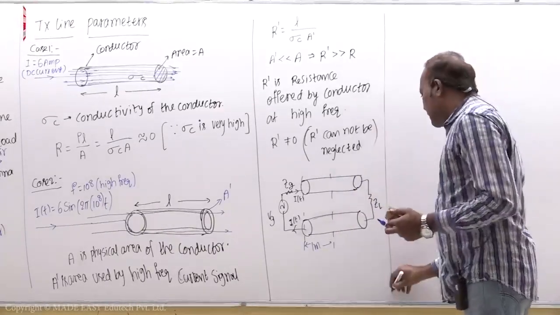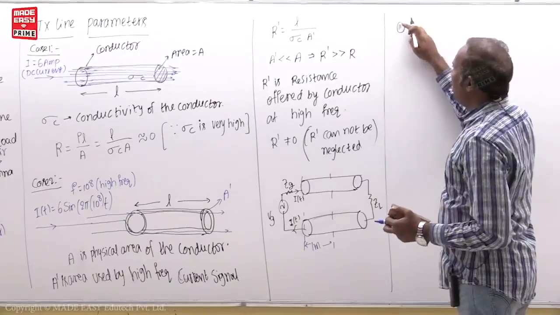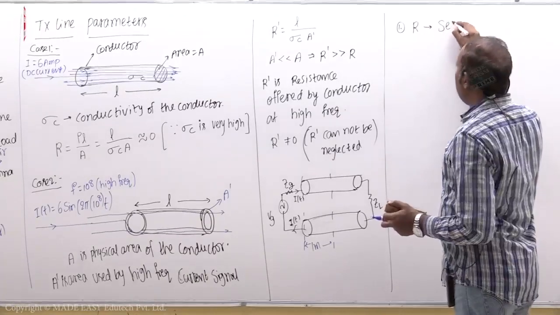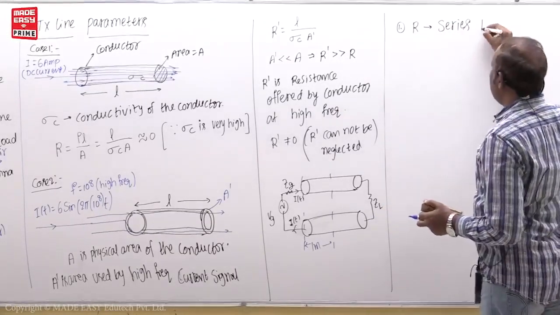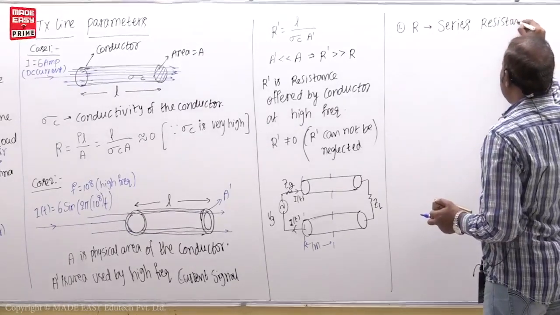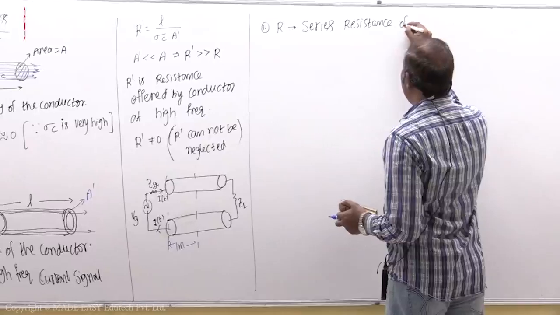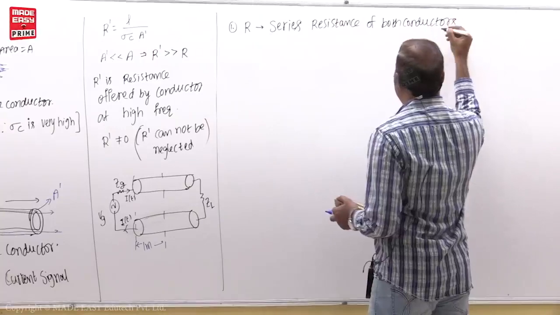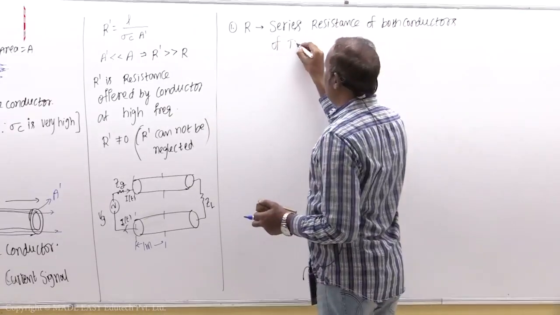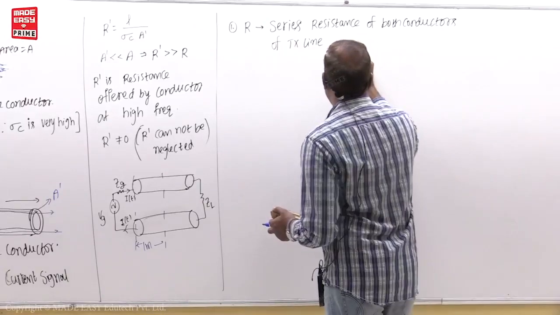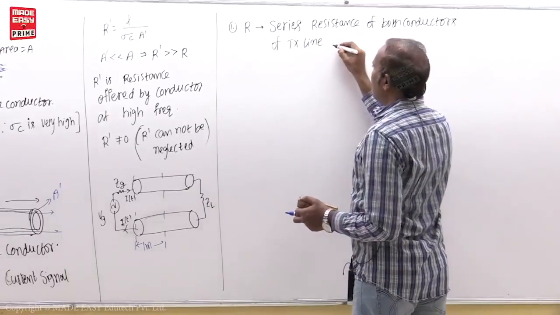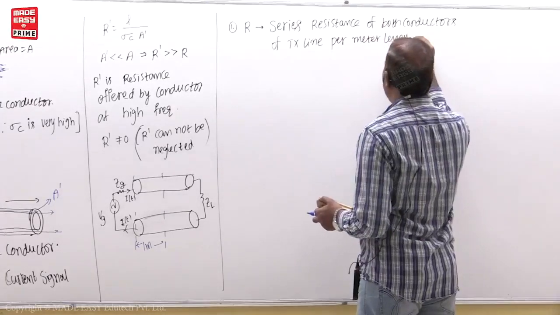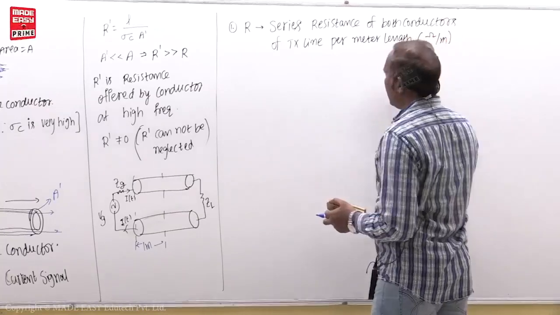So dear students, now let us write the first parameter, that is capital R, is called the series resistance of both conductors of the transmission line. Series resistance of both conductors of the transmission line per meter length, that is ohm per meter.